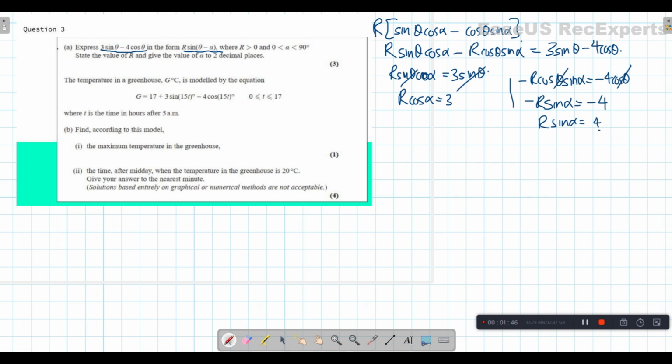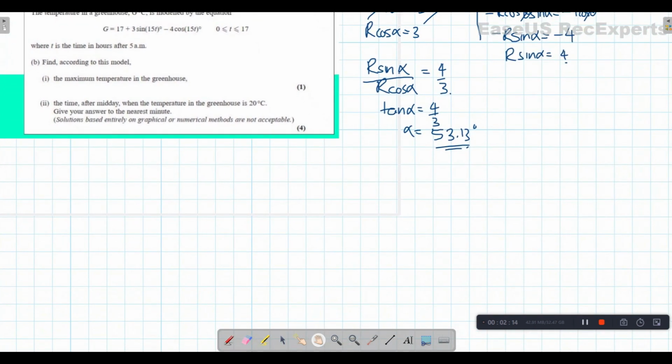Now let's find out alpha. R sine alpha divided by r cos alpha is 4 over 3, which will give us tangent alpha as 4 over 3. From there we can find alpha is an acute angle of 53.13 degrees.